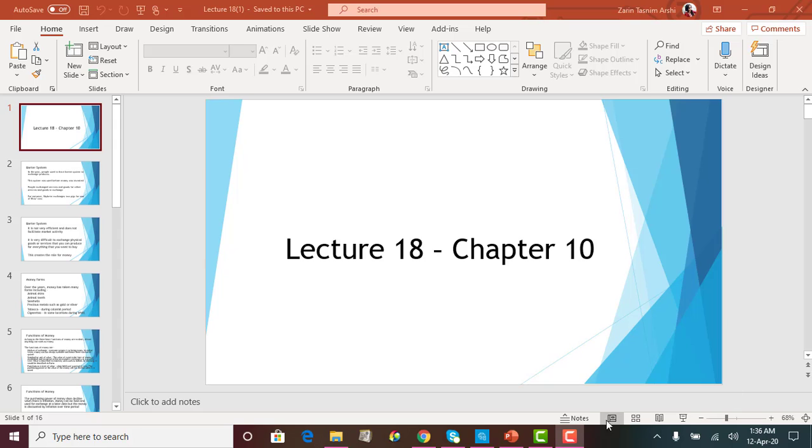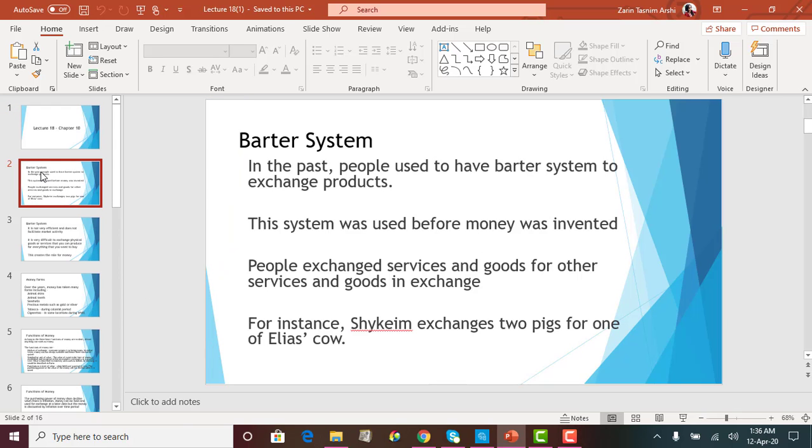Before money came into the economy, we had the barter system. In the past, in order to exchange goods and services, we had the barter system. What barter system means is basically when people exchange services and goods for other goods and services. So let's say I have a pen, but I need a notebook, then I will go to, let's say, Patrick, and I will give my pen to him, and in exchange I will get the notebook from him. So that's barter system.